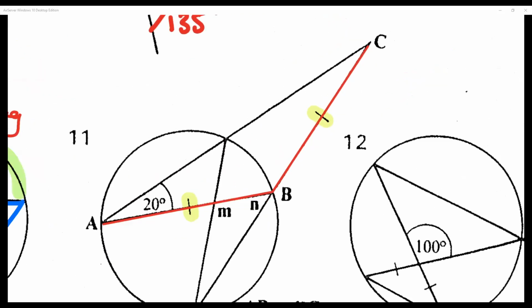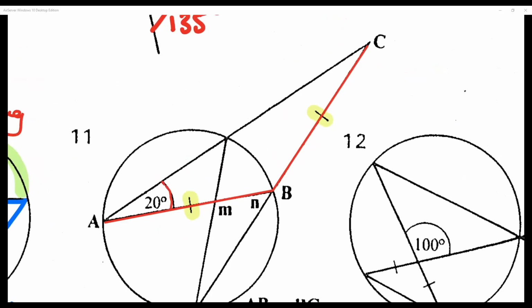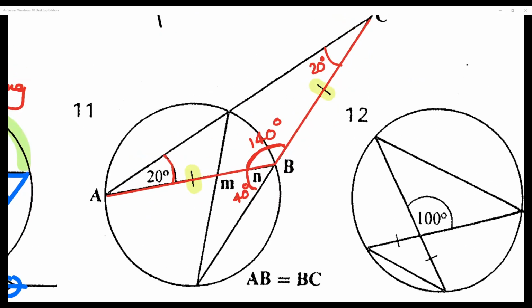Are you happy with that? So that means that this 20 is equal to that 20, because they are the base angles of an isosceles triangle. That will have to be written in. 20 plus 20 is 40. What's this angle here? That would be 140. And what will this angle here be? 40. Okay, lovely. What else do we know?